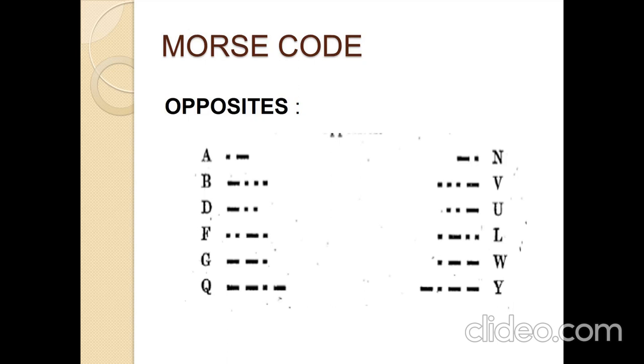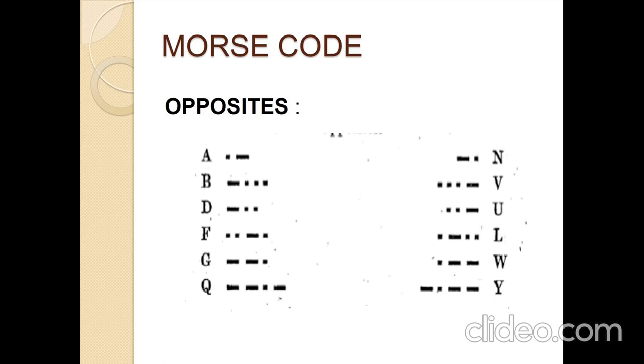Opposite to A is N. Opposite to B is V. Opposite to D is U. Opposite of F is L. Opposite of G is W. For Q, Y. Now you see how to count.